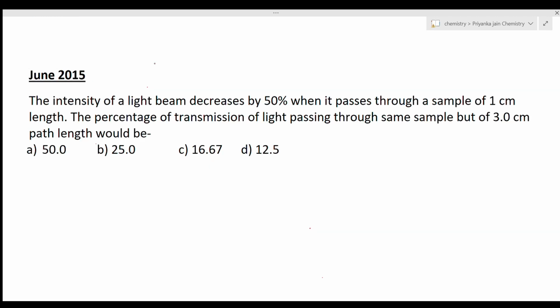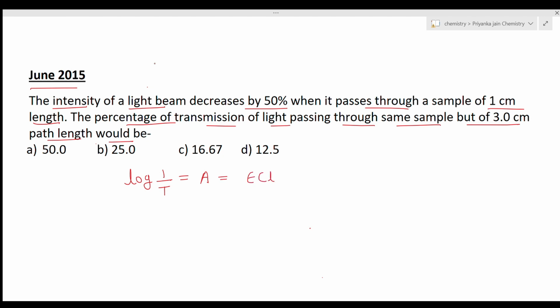Okay, let's see the next question from June 2015's question paper. What is the question? The intensity of a light beam decreases by 50% when it passes through a sample of 1 centimeter length. What is the percentage of transmission of light passing through the same sample but of 3 centimeter path length? Okay, we have been given 4 options. Now we know the formula: log of 1 upon T is equal to absorbance, that is equal to epsilon Cl.